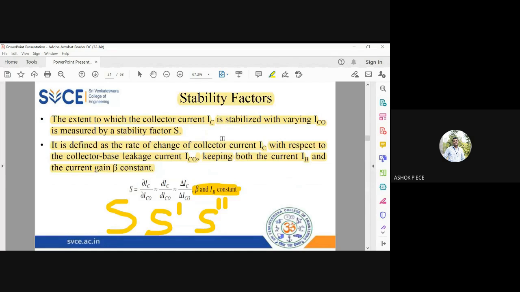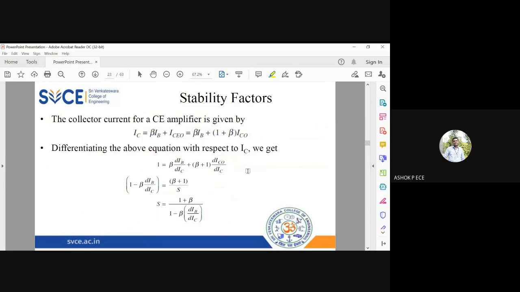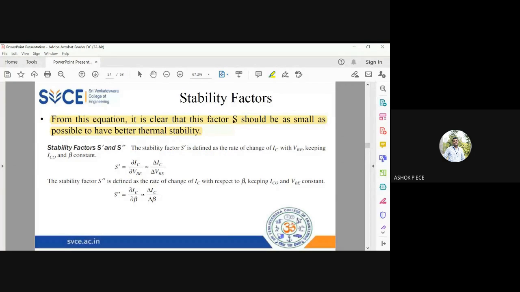See, logically, S is going to be dIC by dIC naught, which means the variation of IC. So if the variation of IC is very, very small, then the stability is very high, right? So that is logically told here. So the value of S should be very, very small for the circuit to have better thermal stability.